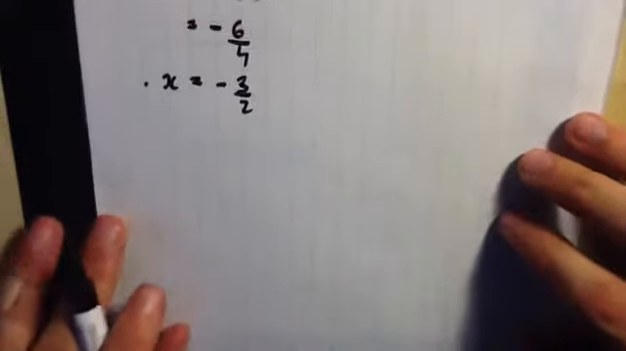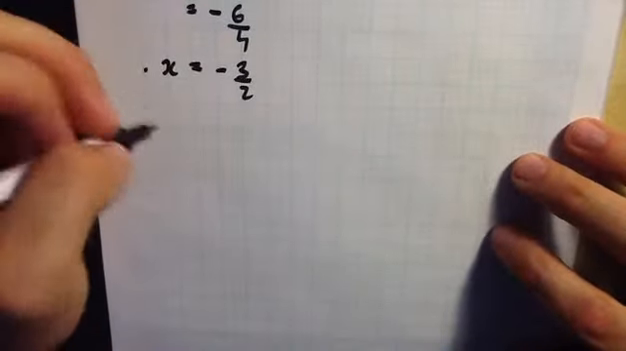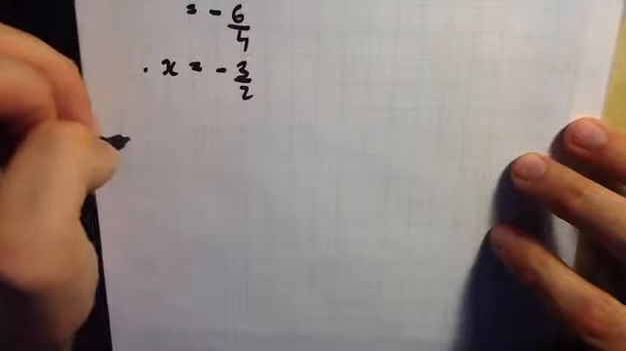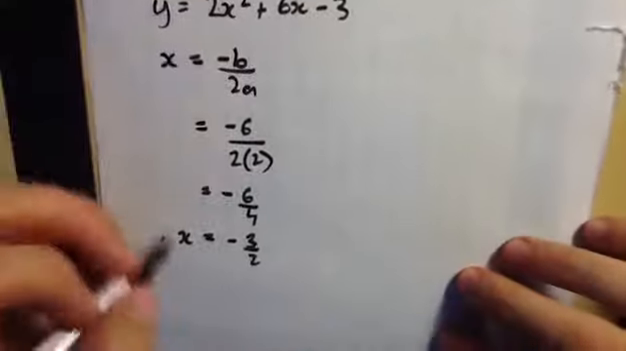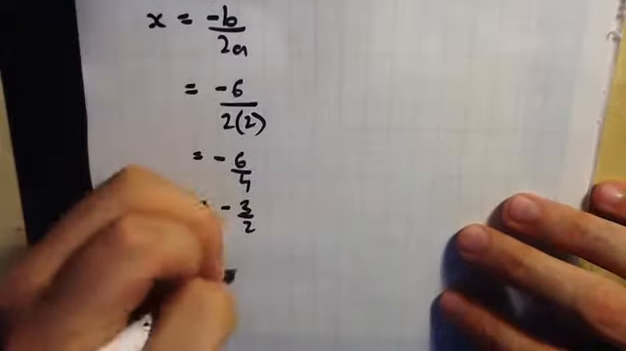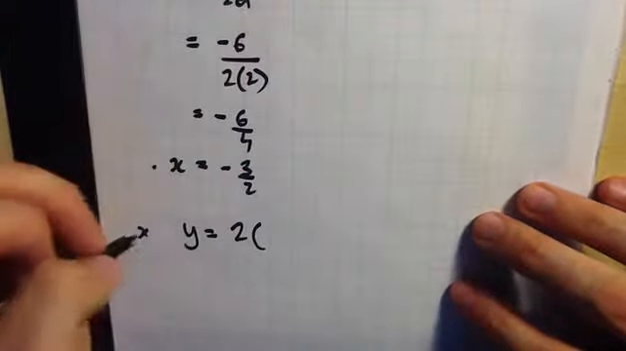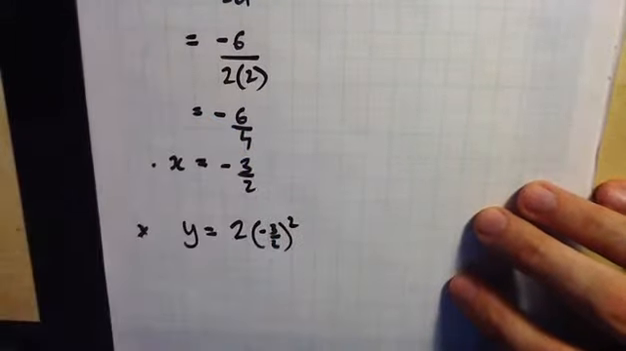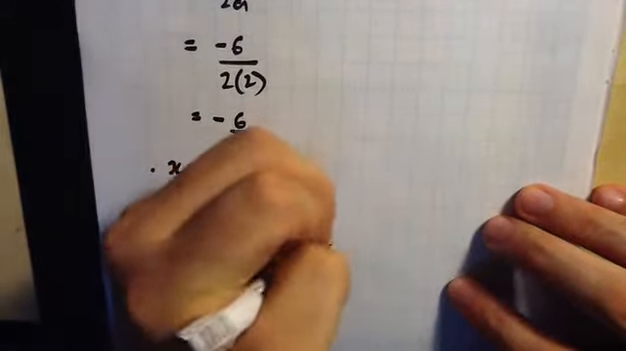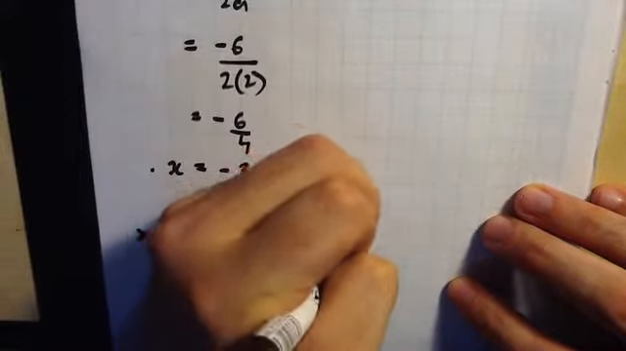That's going to be the x coordinate of the vertex. To get the y coordinate of the vertex, I need to basically sub in x. I need to sub this into the original equation. So instead of y equals 2x squared, it's going to be y equals 2 times negative 3 on 2 squared plus 6 times negative 3 on 2.